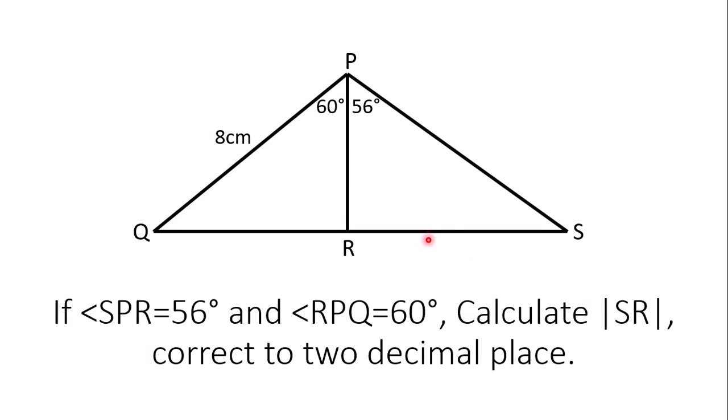Opposite. This side is opposite to this angle, and this angle here is resting on this one. So when we consider triangle PRS, I'm going to choose tan. Tan is opposite over adjacent. The opposite is SR, and that is what we are going to calculate.